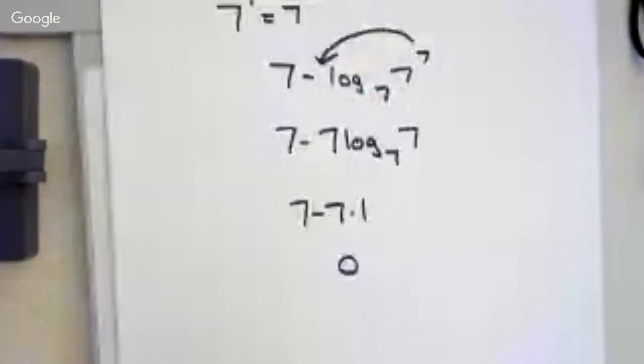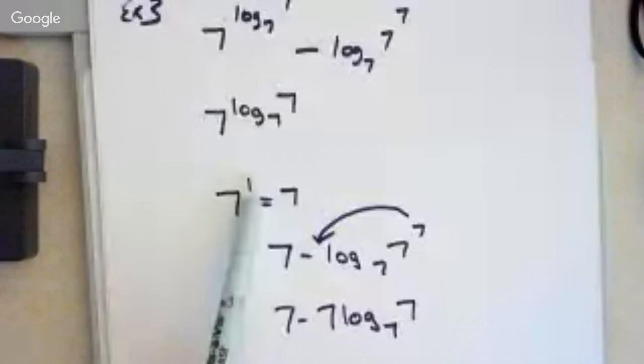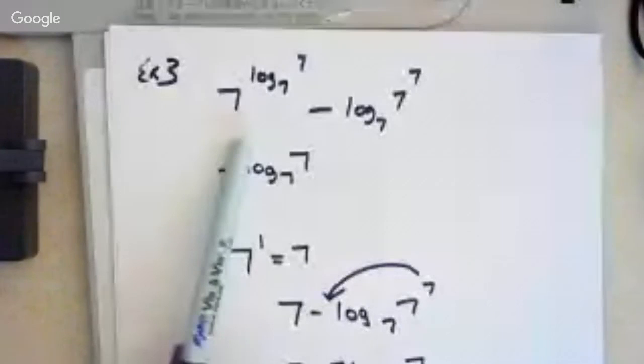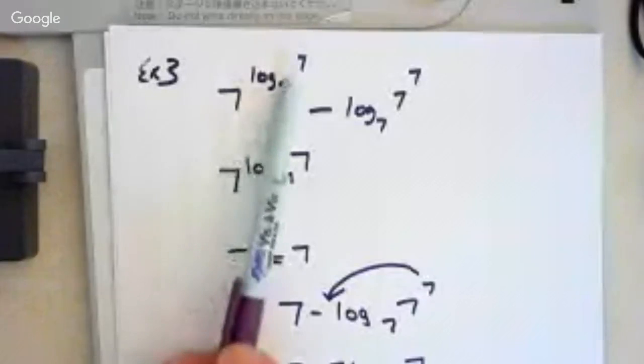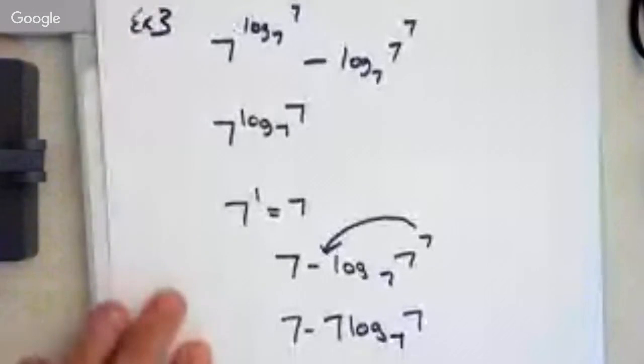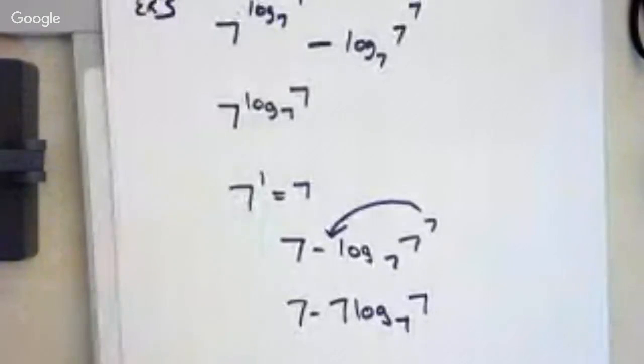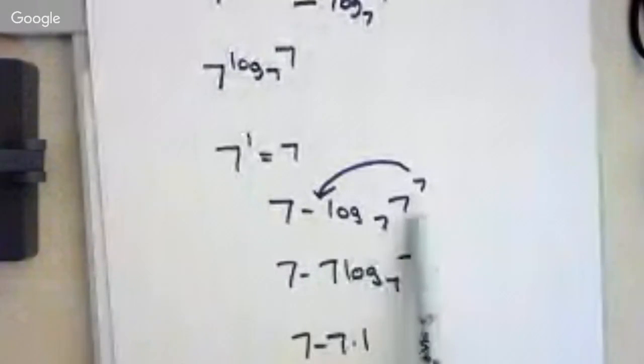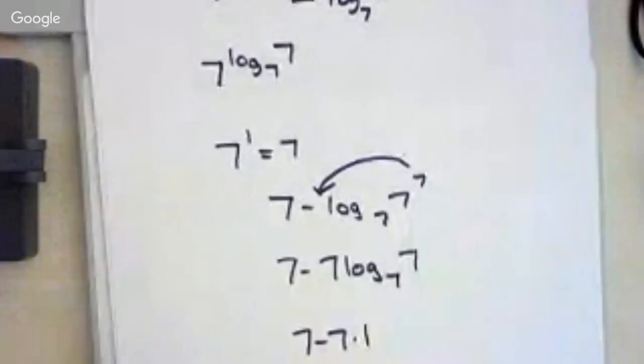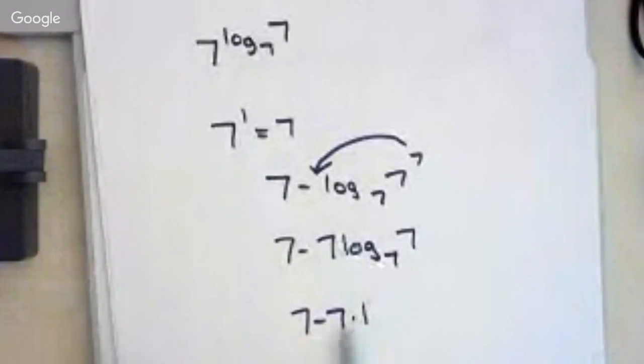And then, Ray, explain. How'd you get that? Okay, so for the first one, the first part is just 7 to the log 7 of 7 to the 7th. So that would just cancel out to be 7 to the first power, which is equal to 7. So it'd just be 7 minus log 7 of 7 to the 7th. And so you move the 7 to the front. And then this would just cancel out to be 1. So it'd be 7 minus 7 times 1, which is 0.